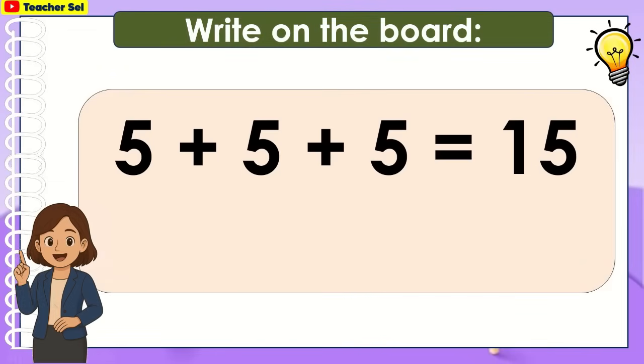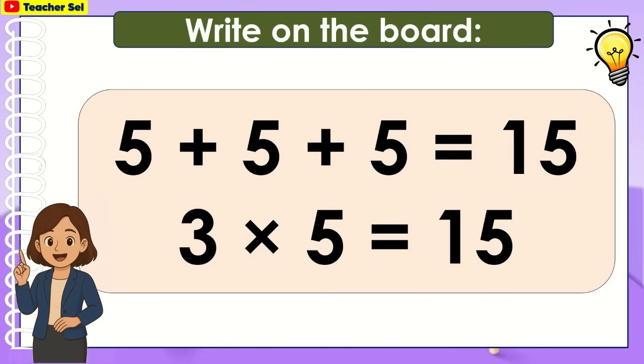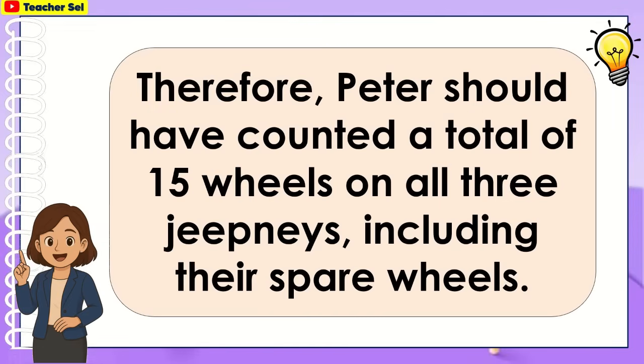5 plus 5 plus 5 equals 15. 3 times 5 equals 15. Therefore, Peter should have counted a total of 15 wheels on all 3 jeepneys, including their spare wheels.